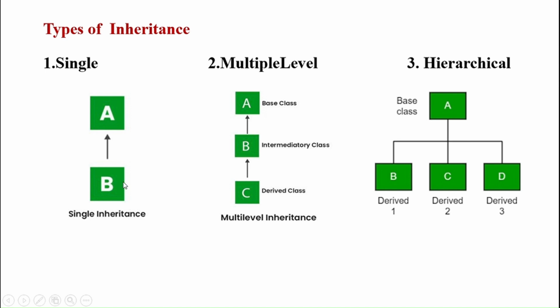The second type of inheritance is multilevel inheritance. In multilevel inheritance, there are levels of inheritance, such as class A, where class B accesses all the properties of class A, and class C accesses all the properties of classes A and B. Next is hierarchical inheritance. In hierarchical inheritance, there is only one base class and multiple derived classes. All the derived classes B, C, and D access the properties of A. In this way, we define hierarchical inheritance in Java.